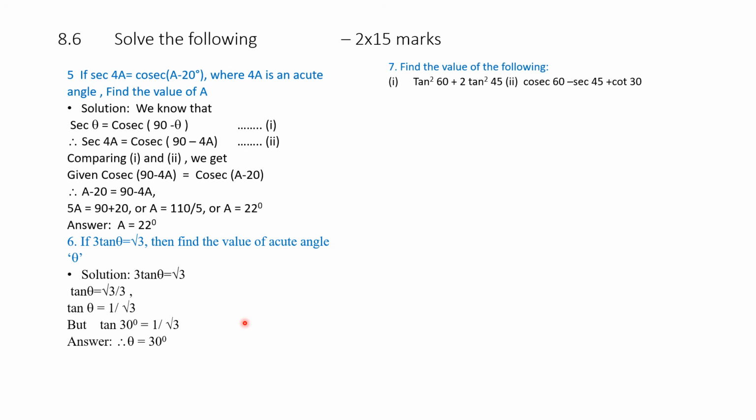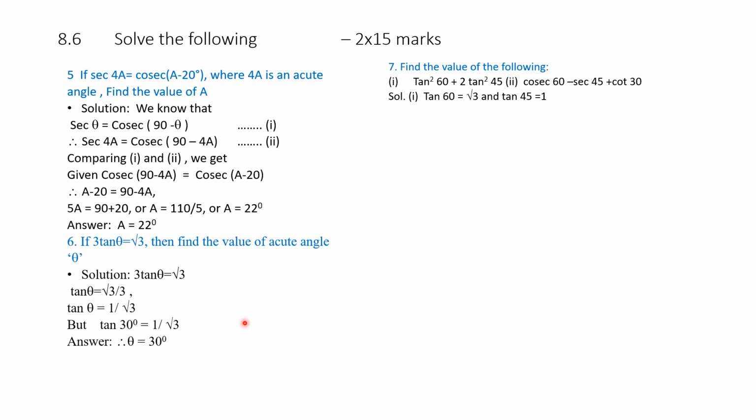Number 1, tan square 60 plus 2 tan square 45. Problem number 1. And problem number 2 is cosecant 60 minus secant 45 plus cot 30 degree. Here all are standard values. So, you have to remember the values and simply substitute and then simplify. These are simple problems. Maybe 1-mark question you may get.